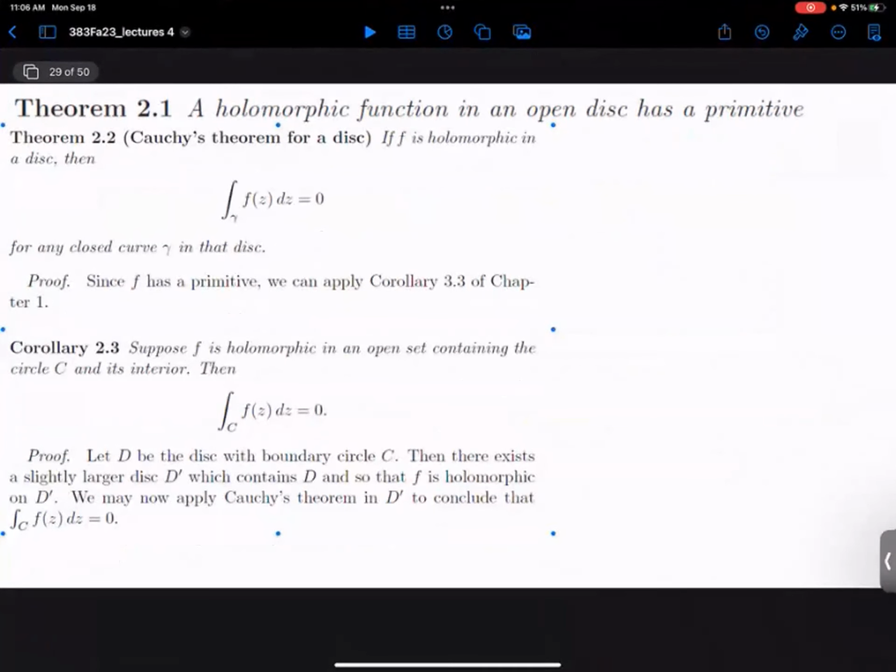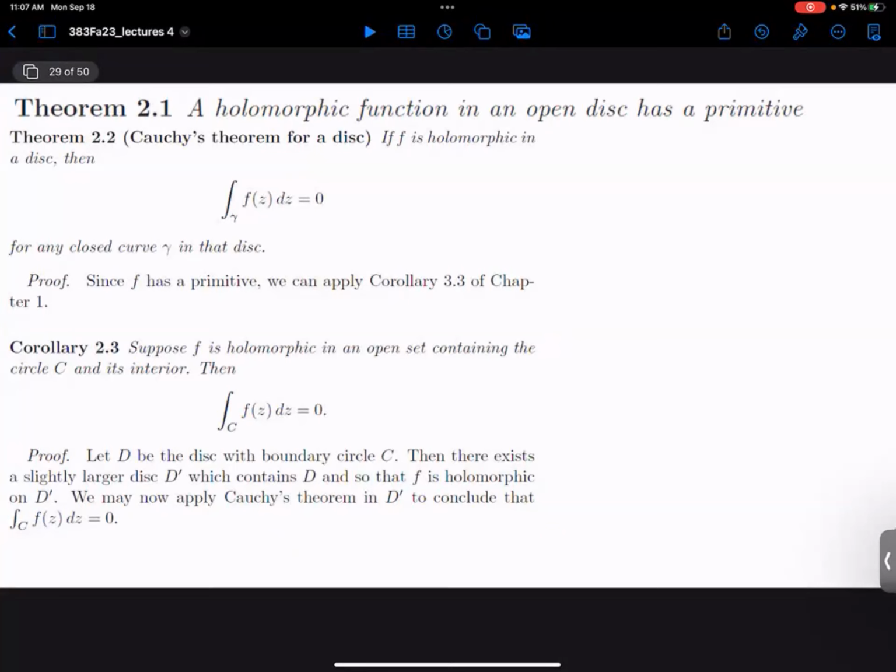Okay, so the first thing is we said that complex analysis loves to use different words for concepts we've already heard of. So we like to use the word primitive rather than antiderivative or an integral. And so the primitive is just a function whose derivative is the function we're looking at. And so the big result for today is Cauchy's theorem. And for our counters, that's another +1 for Cauchy. If f is holomorphic in a disk, then the integral of f along any closed curve in that disk is 0. And the proof is very straightforward.